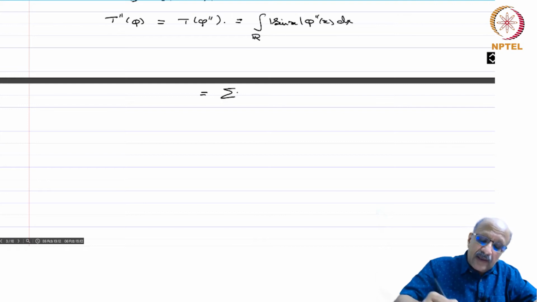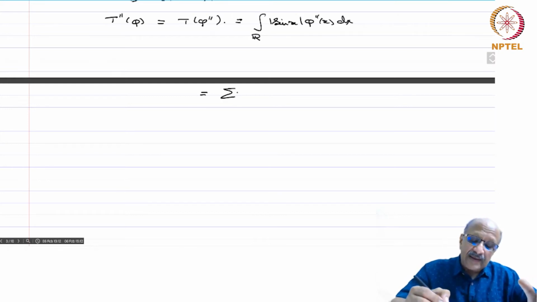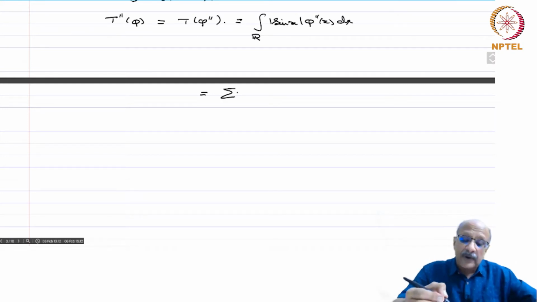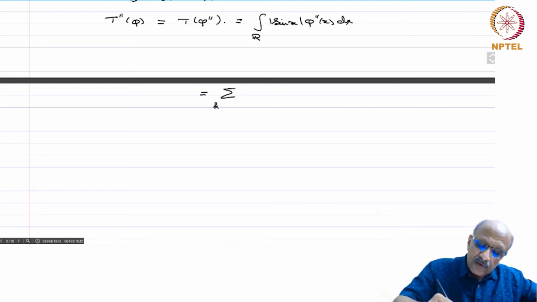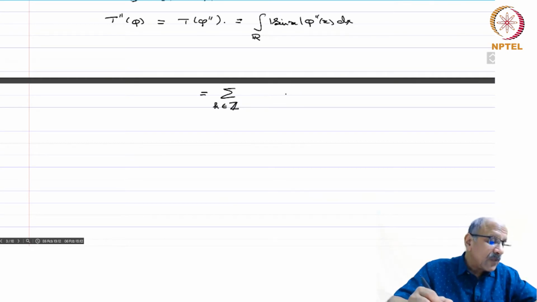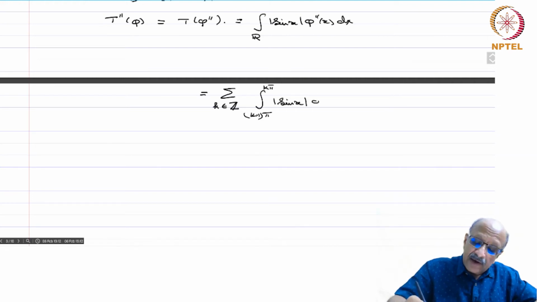Since we have mod sin x, it is inconvenient, so let us break it up into intervals where sin x has constant sign. So this is the summation over all k belonging to the integers of the integral from k minus 1 pi to k pi of mod sin x phi double dashed x dx.